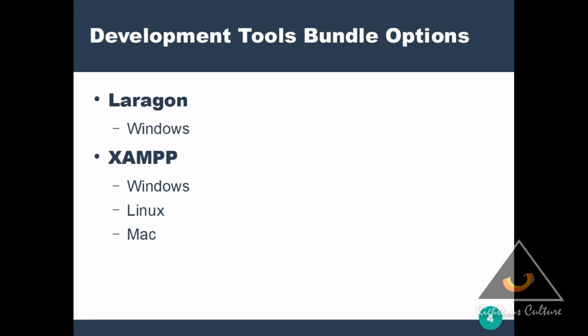For development tools bundles, there are many options you can choose from, but I narrowed the list to two. If you're using Windows, I think Laravel is a pretty good choice, or XAMPP is also a pretty good choice. XAMPP is actually cross-platform software. You can use it on Windows, Linux, Mac. For this class, I'll be using Laravel since I'll be using Windows, and feel free to use them or any other options that you feel comfortable using.